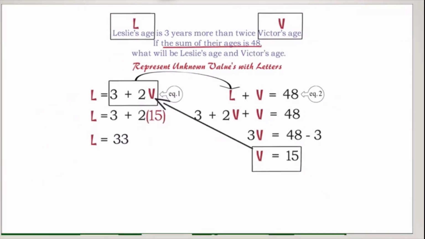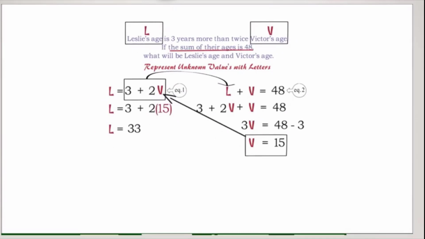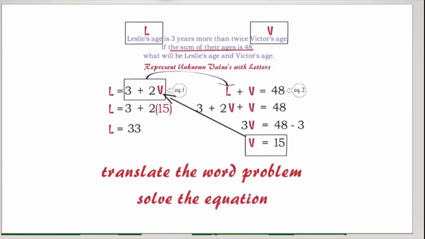We can see that there are 2 things needed to solve this question, and you have to be a master in both. 1. You should be able to translate the word problem. 2. You should be able to solve the equation, in this case, the simultaneous equation.